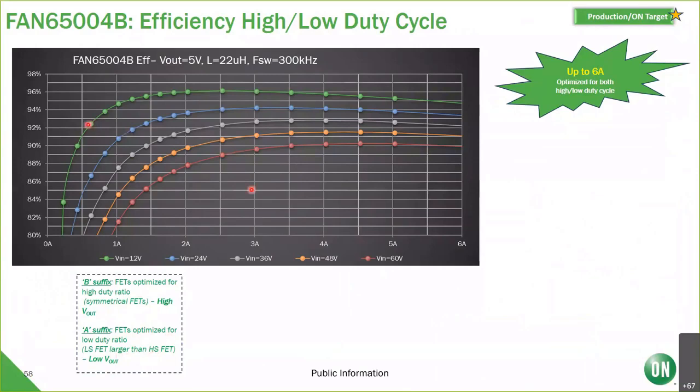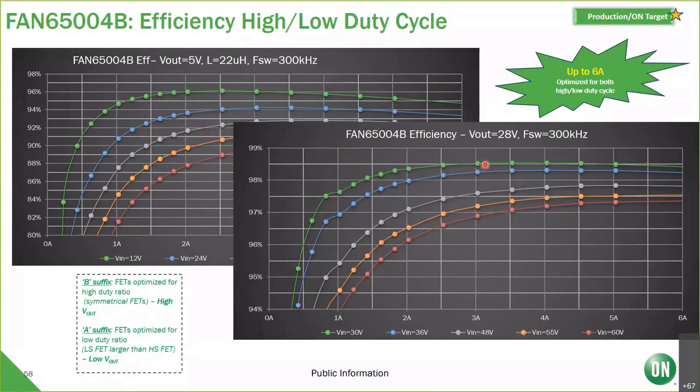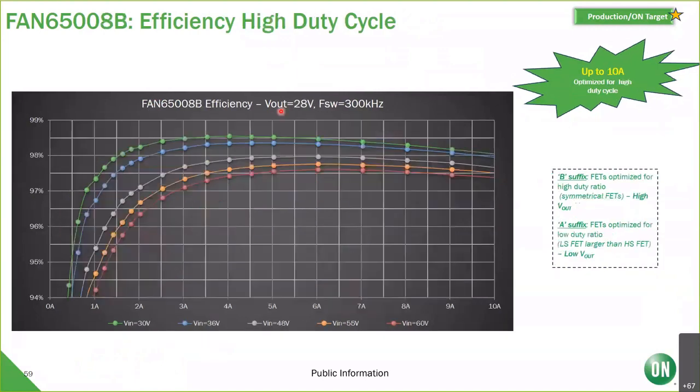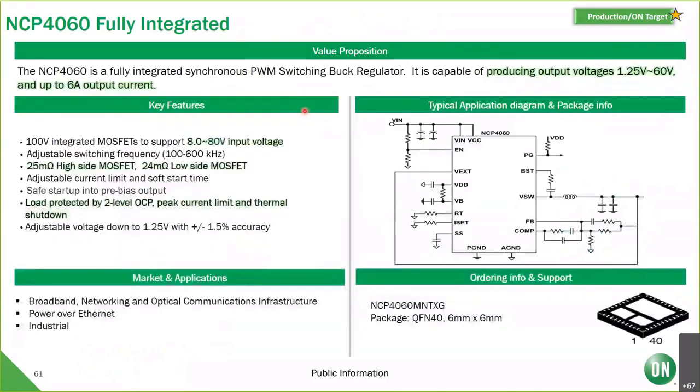So you can see we're up to 96% efficient with 5 volts out here. We're at over 98.5% efficient with Vout at 28 volts. And we're at about 97% efficient with a Vout of 5 volts here at 300 kilohertz. And then we're at almost 98.5% efficient with a Vout of 28 volts. So a lot of great options there. I really like that part, and it's selling very well.